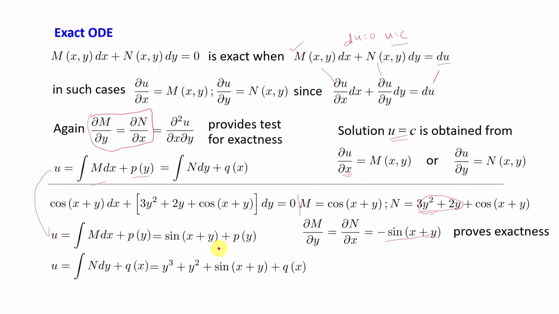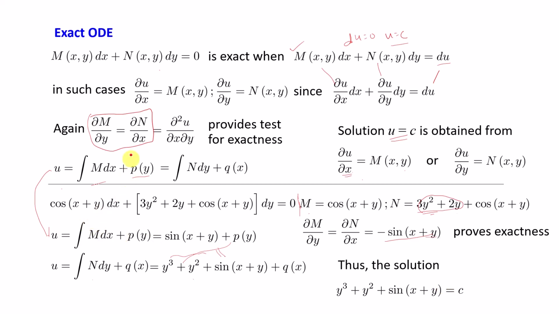So both are u, so these two should be the same. Sin(x + y) is already there. P of y, a function of y, is already there. Q of x, nothing is there, so q of x must be a constant or 0. Therefore the solution will be sin(x + y) + y³ + y² is a constant.